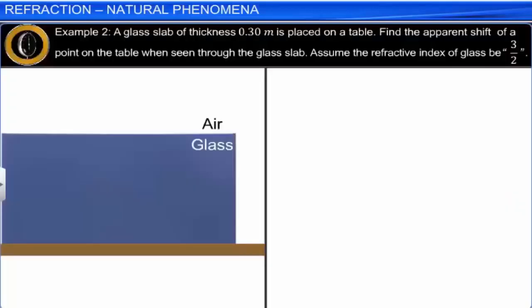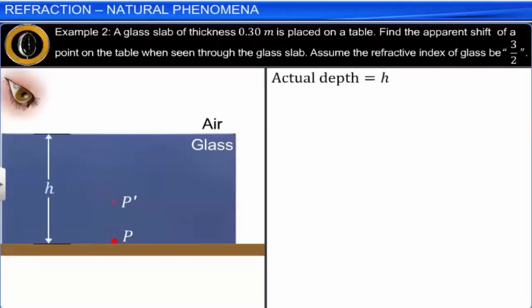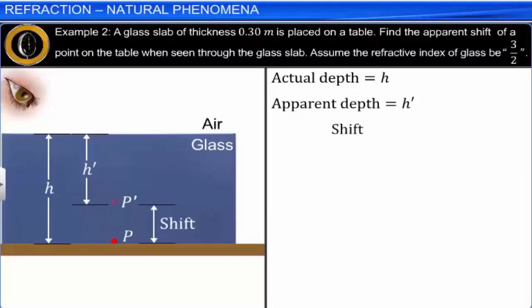Let P be a point on top of the table and P' be its image when seen through the glass slab. Let the actual depth of point P be h and its apparent depth be h'. Then, the shift in the position of P is h minus h'. We know that the refractive index n of the glass is equal to h by h'. This can also be written as 1 by n is equal to h' by h.